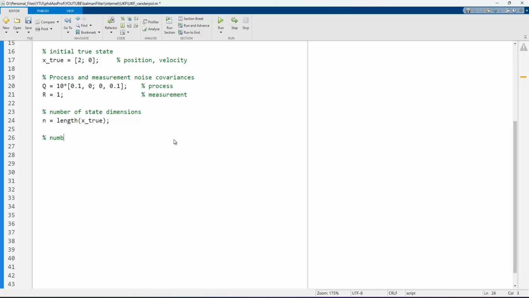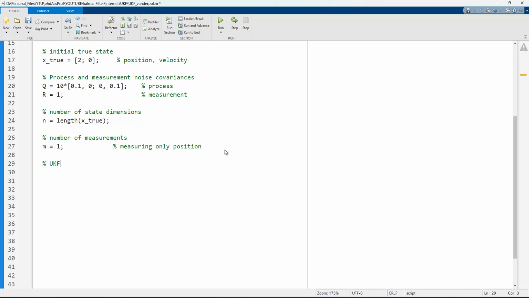Also, we need to give the number of measurements. m is equal to 1, which means that we are measuring only position in the system, and so we will estimate the velocity of the model based on this information. This is the hard one. We could also measure both values, position and velocity, but in this case we measure only position, and so we will derive the velocity value based on the position.